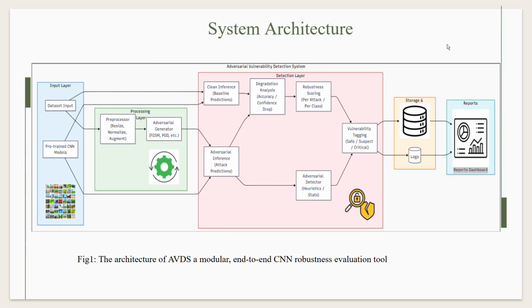This is the system architecture that we are presenting. The user provides input of dataset and pre-trained CNNs. The dataset is passed to the preprocessing layer where the preprocessing engine works. It resizes the images, normalizes them, and passes the preprocessed images to the adversarial generator. Then the clean images are used to create a baseline for predictions. Then adversarial attacks are carried out on the CNN models and the metrics are used to do the degradation analysis.